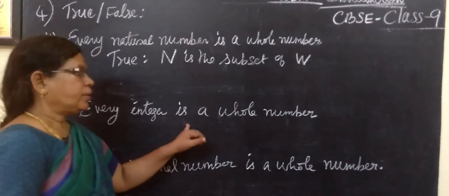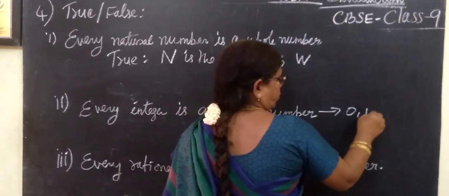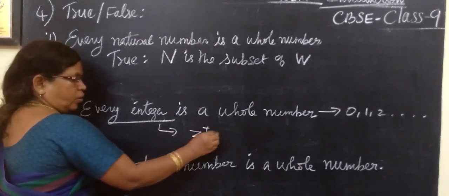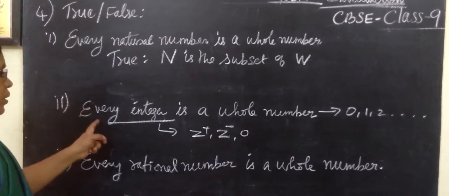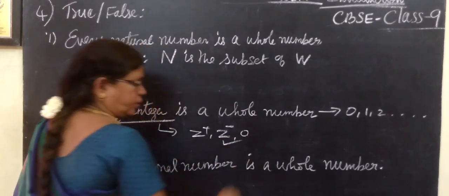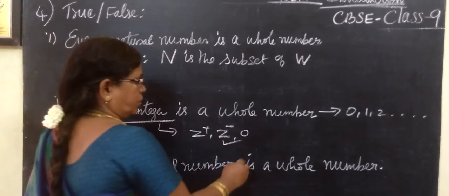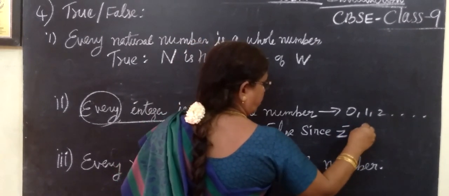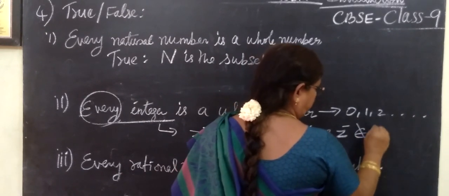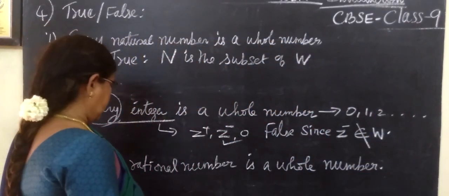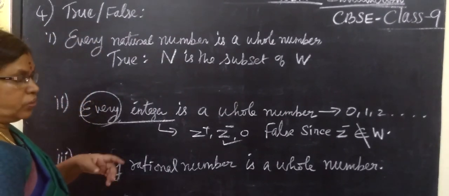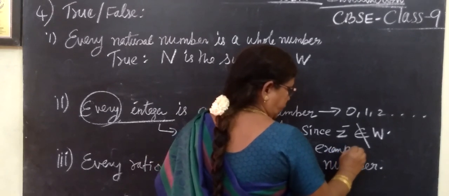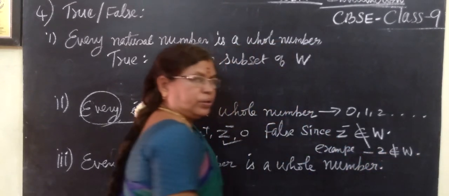Every integer is a whole number. Whole number means 0, 1, 2, 3, etc. Integer means Z plus, Z minus, or 0. Here it is given every integer, so you can consider Z minus also, that is negative integers. So this is false, since Z minus does not belong to W. In this way you can write. Or, for example, you can write minus 2 does not belong to W. In this way also you can write.